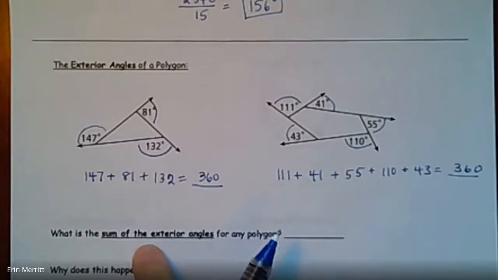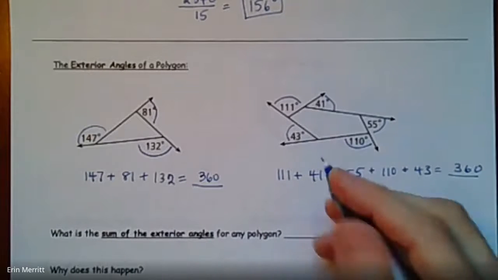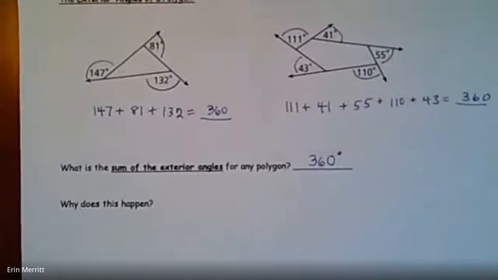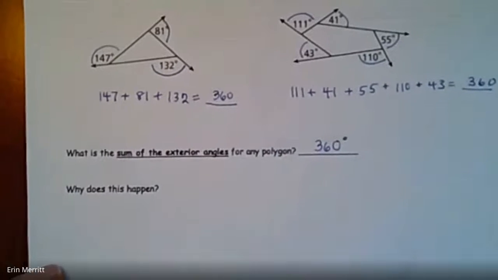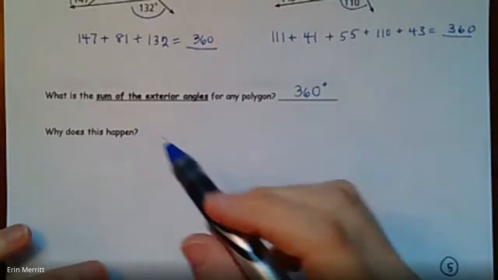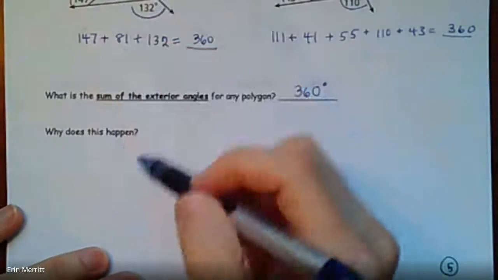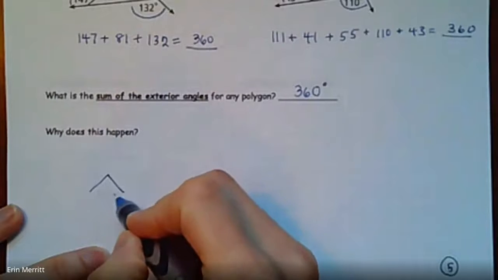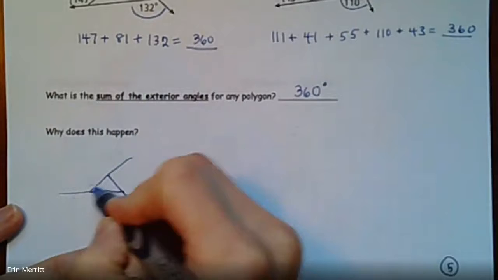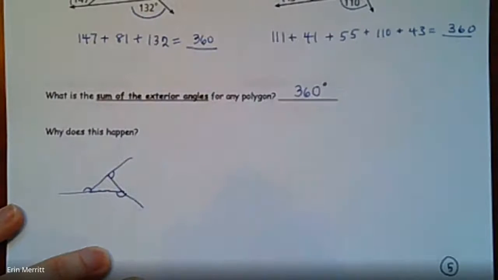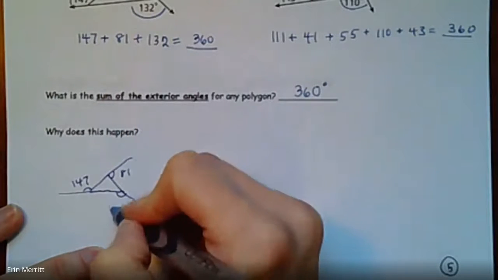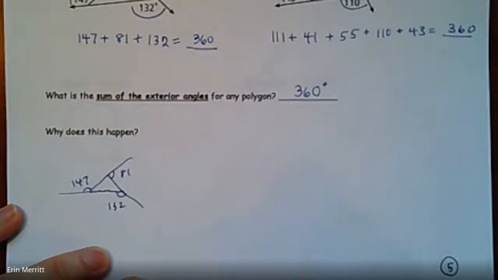When it says, what is the sum of the exterior angles for any polygon? The cool thing is it's always going to be 360, no matter what the polygon is. Now, when it says, why does this happen? Do your best to sketch this with me. Let's take that first triangle. If I draw that first little triangle, all the sides are just extended. So this is extended, extended, and you have those 3 exterior angles. When you add up those exterior angles, 147, 81, and 132, they give you the 360.